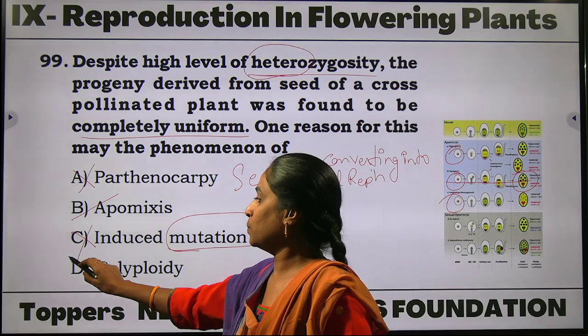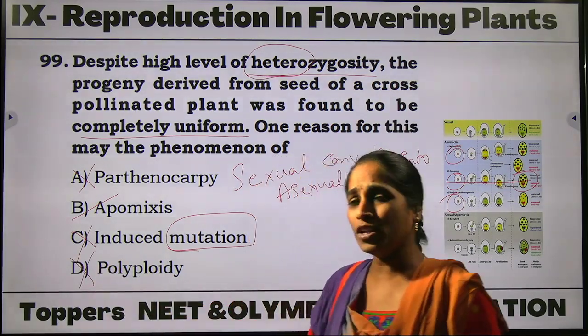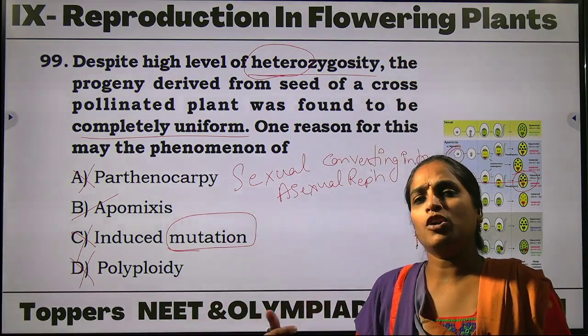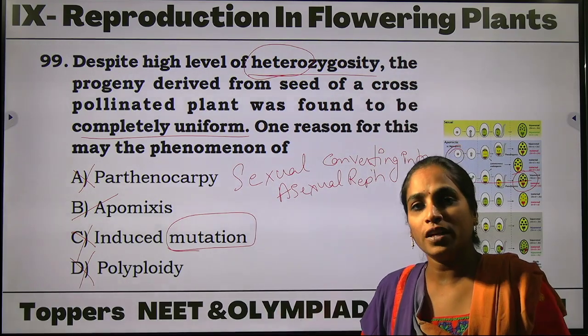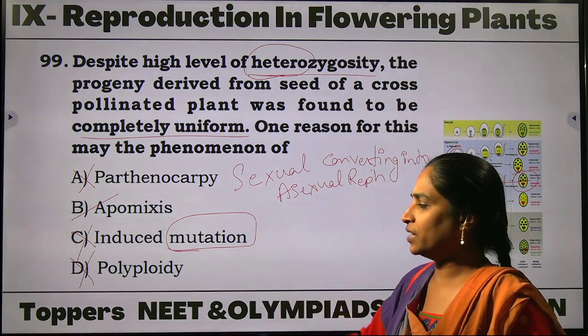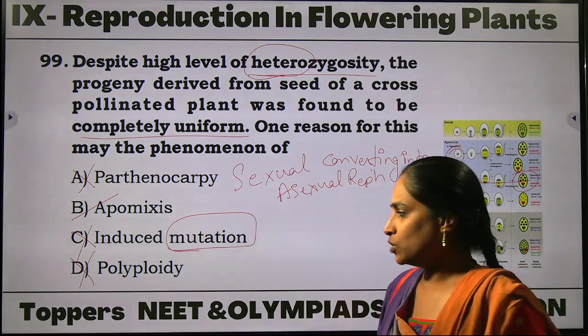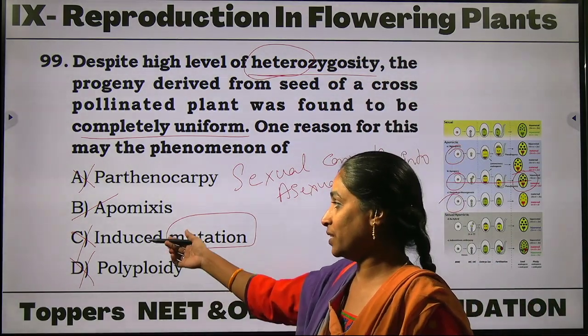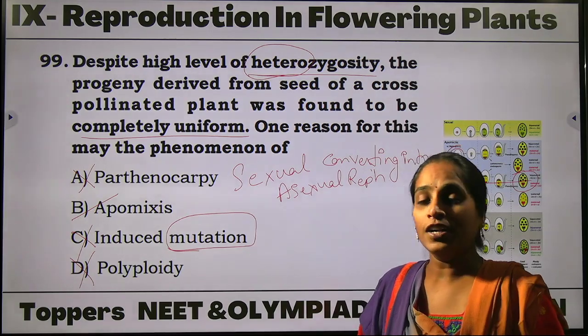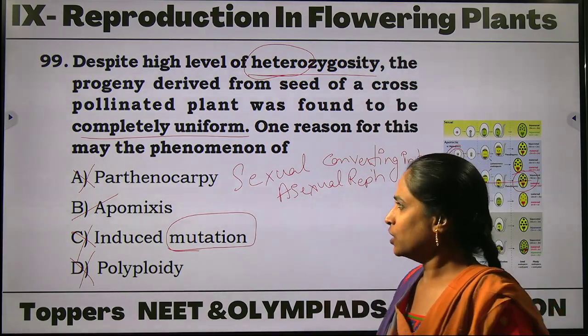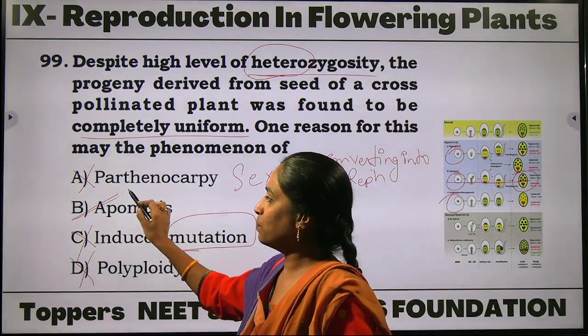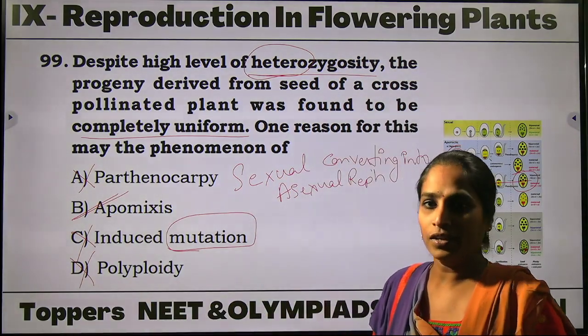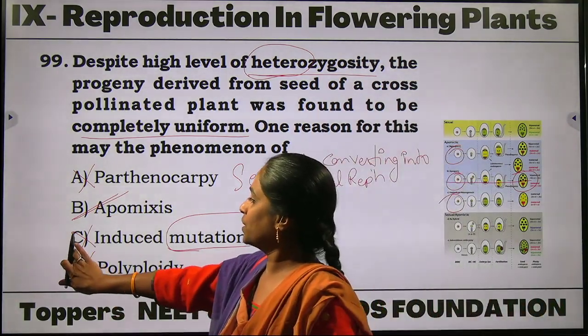And what is polyploidy? In the polyploidy condition the number of chromosomes may differ, the number of nuclei may differ. It will be occurring in every process, so it might be different or it might be the same. It can be changed by the induction process or through the tissue culturing process. So what is the correct option here? Apomixis will be the correct option. Right? Hope you all understood, dears.